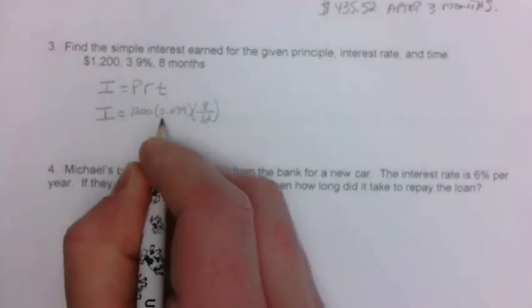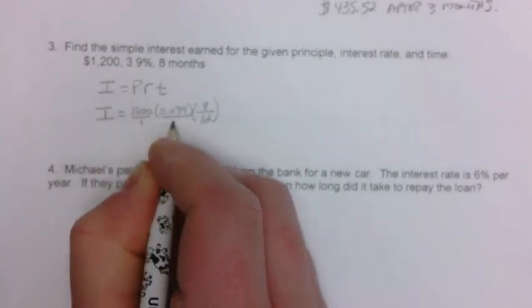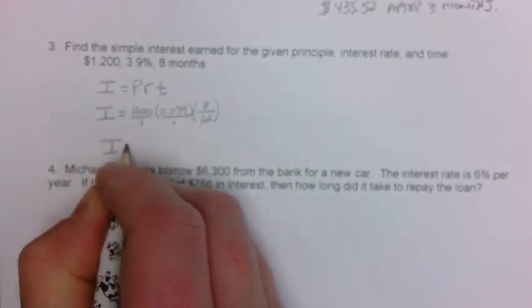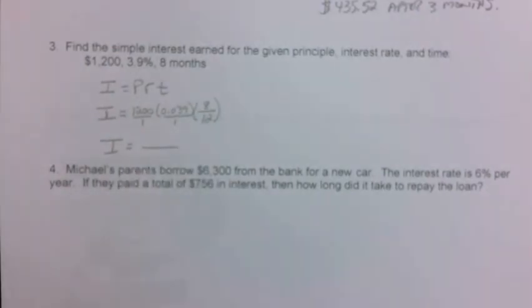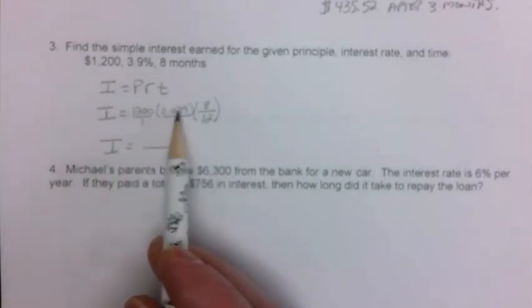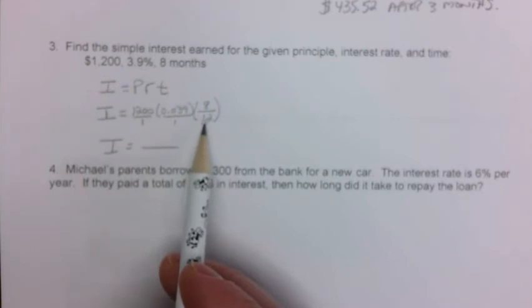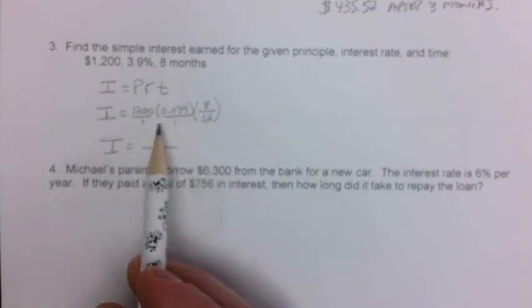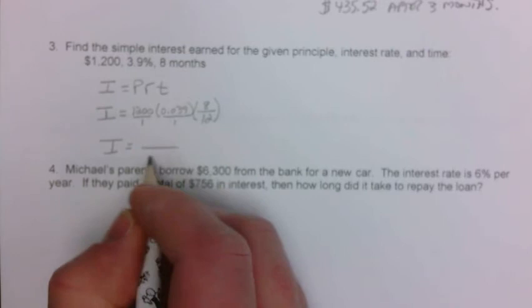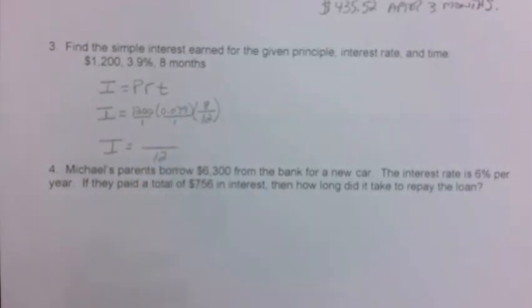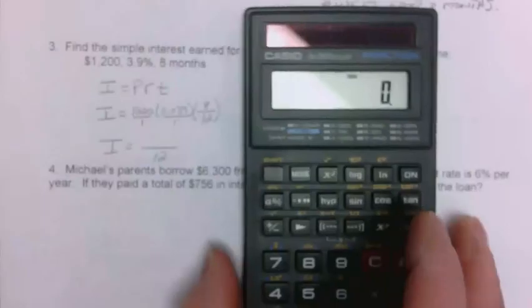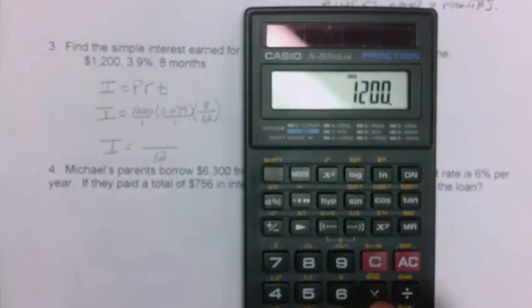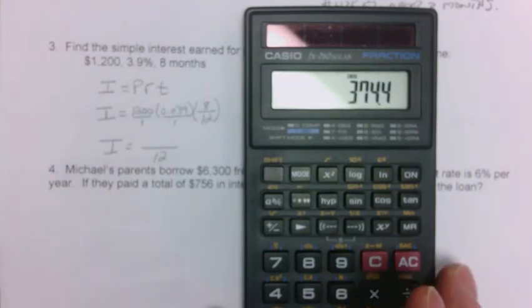Now I'm going to make these other two numbers fractions by putting these over 1. And to calculate I, I'm just going to create a fraction. I'm going to calculate what the numerator is and what the denominator is. Now the denominator is easy. 1 times 1 times 12 is 12. So that's my denominator. For the numerator, I need to do 1,200 times 39 thousandths times 8. And that gives you 374 and 4/10.